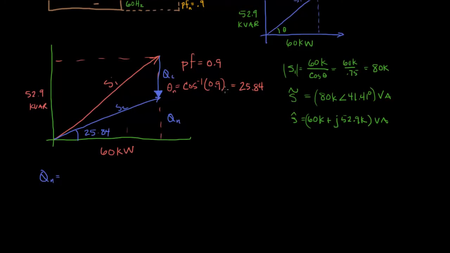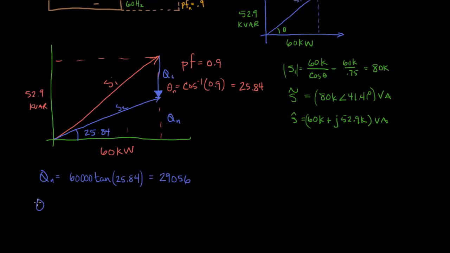Because we're going to use the tangent of 25.84, which is not 0.9. We have the adjacent side, so that's going to be 60,000 times the tangent of 25.84. Plug that into your calculator and you will get 29056. Okay, that's Q new. And that value is positive, in fact, because this is what we're going to be left with, is this triangle.